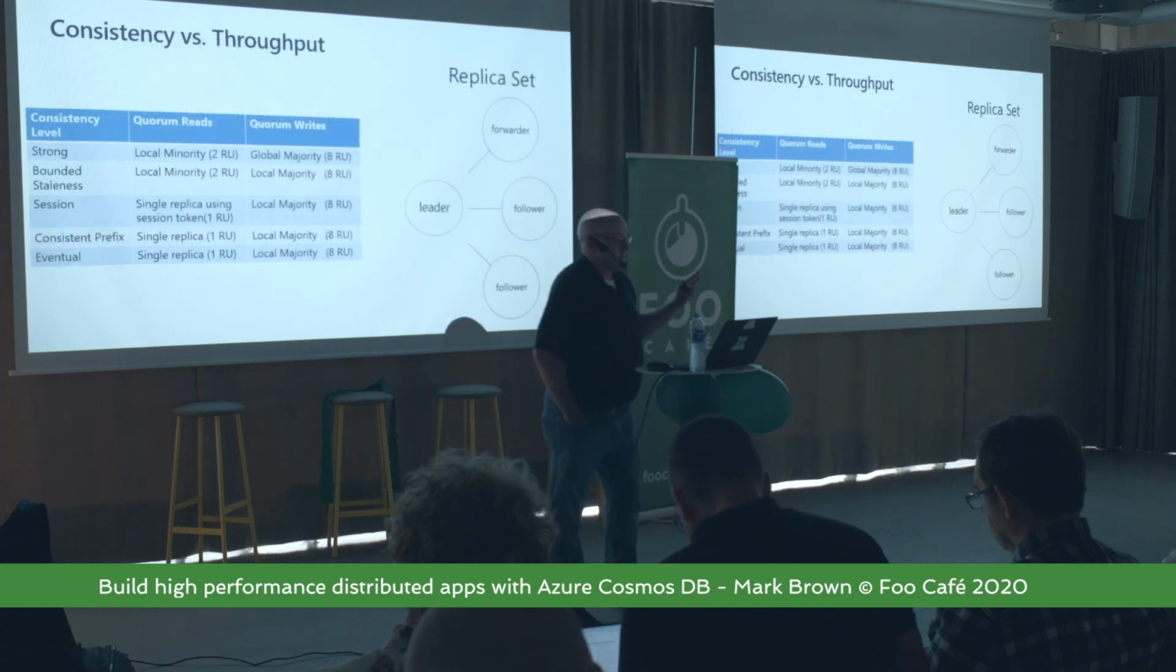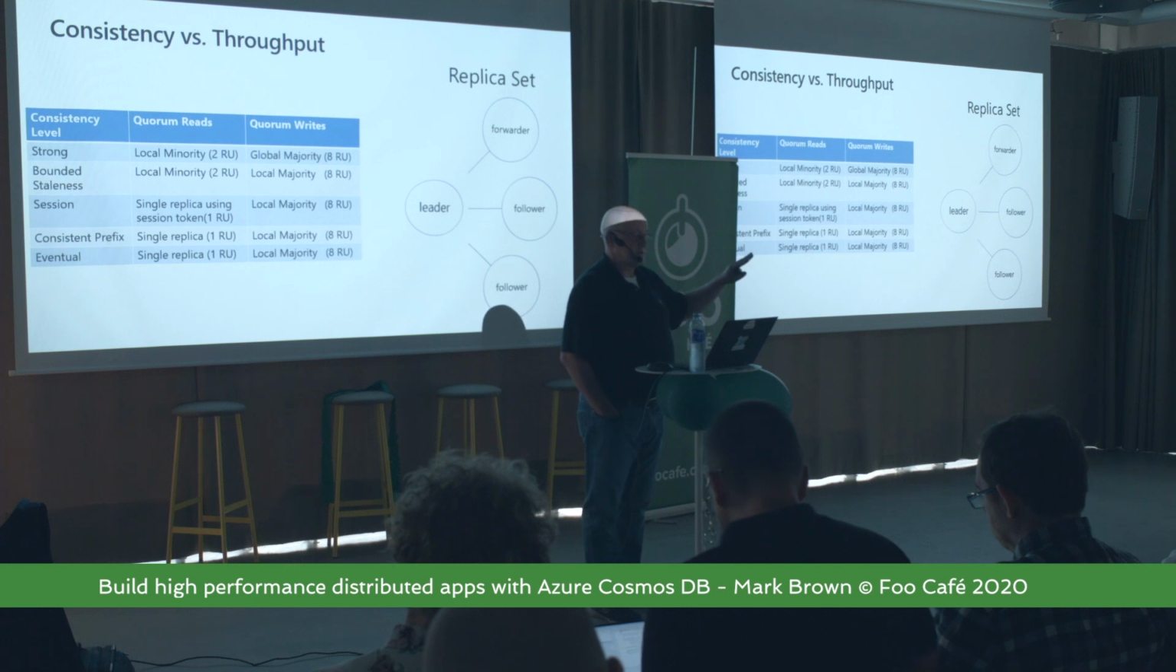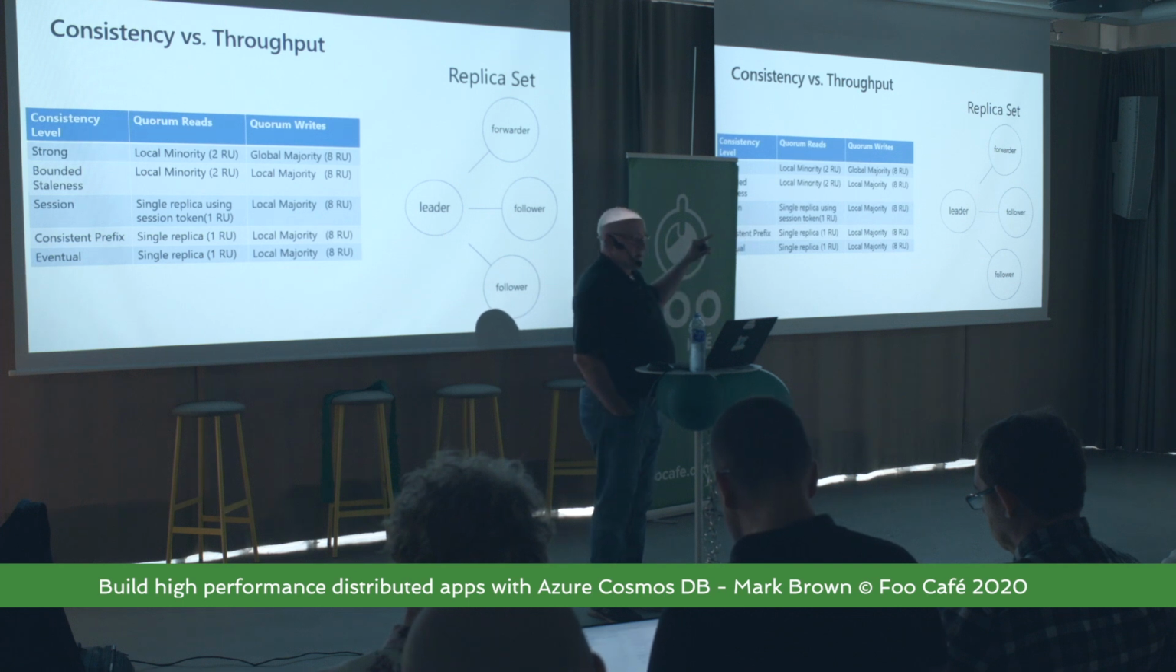Another topic I want to talk about is consistency versus throughput. Now, this is unique to Cosmos in how we do writes and reads within there. Every write within Cosmos goes to a replica set. And within a replica set, there are 4 individual copies of your data. There's going to be a leader, and then there are 3 followers, and one of those followers is also a forwarder, and its job is to replicate data to other regions that you have configured.